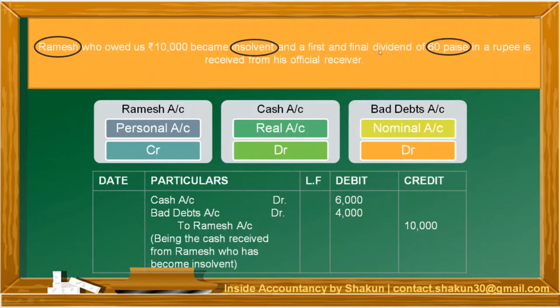And then you are receiving certain amount from him, 60 paisa in a rupee. So the amount that you receive, that means cash is received, a real account, debit what comes in, so cash is debited. So cash account DR, bad debts account DR, cash is debited because you are receiving it, bad debts is debited because it's a loss, to Ramesh the giver. This will be the journal entry.